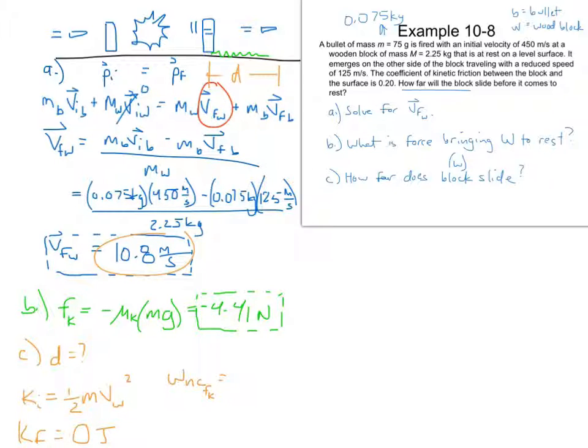Work is a force applied over a distance. So that's the friction force times that distance. Hey, that's what we're looking for right there. So if we put all this stuff together, we should be able to find what that distance is. All right. So how do we state the energy in a system before and after something happens?